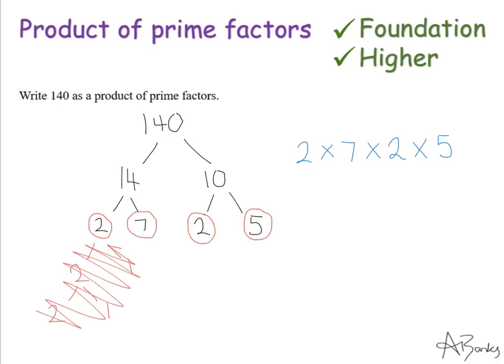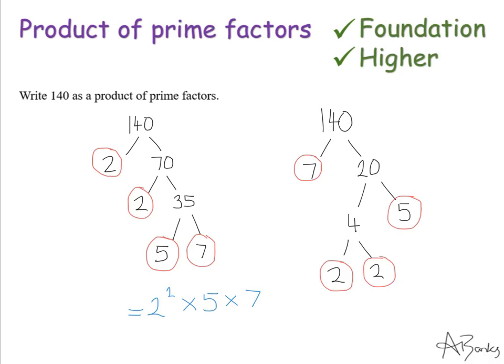Now it's good practice to sort of write these in ascending order, so I'm going to rewrite that underneath in ascending order. And then often it'll say use index notation. Now this question doesn't ask for it, but sometimes they do award marks for this. So by index notation they mean if you have any sort of repeats, like here I have 2 times 2, well 2 times 2 is just 2 squared. So it's better to write it as 2 squared times 5 times 7.